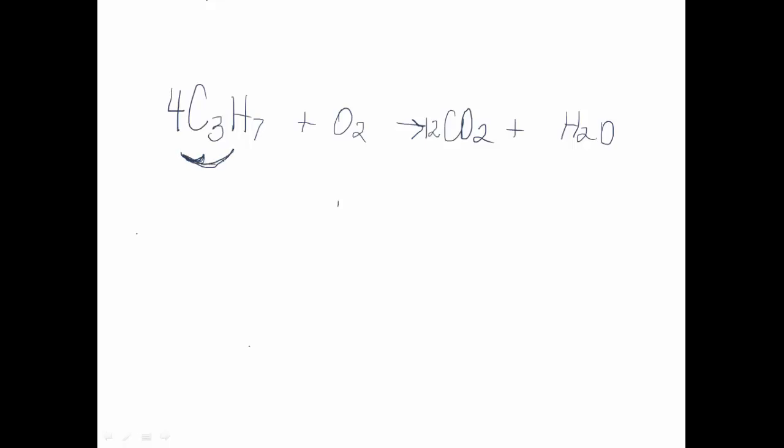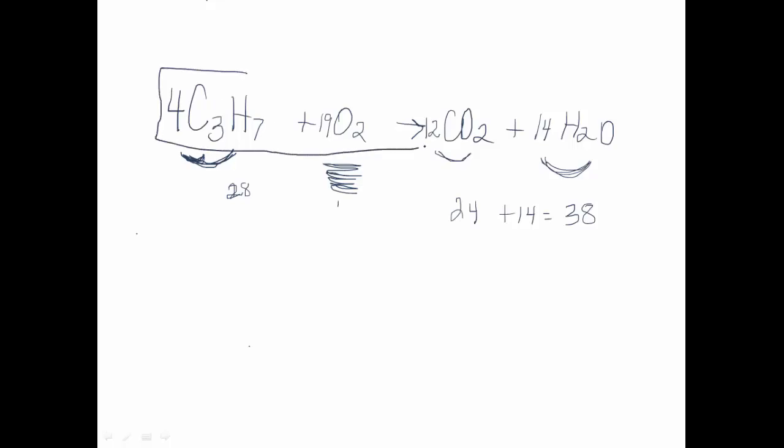I have 7 times 4 hydrogens, so that's 28 hydrogens. So that means I need to put a 14 right here. Numbers are getting big. It's okay. It happens in these hydrocarbon compound reactions. So now my oxygens, I have 12 times 2, so that's 24, plus this is 14 oxygens. So I have 38 oxygens. So I need 38 oxygens right here. Well, what can I put out front to multiply by 2 to give me 38? 19.